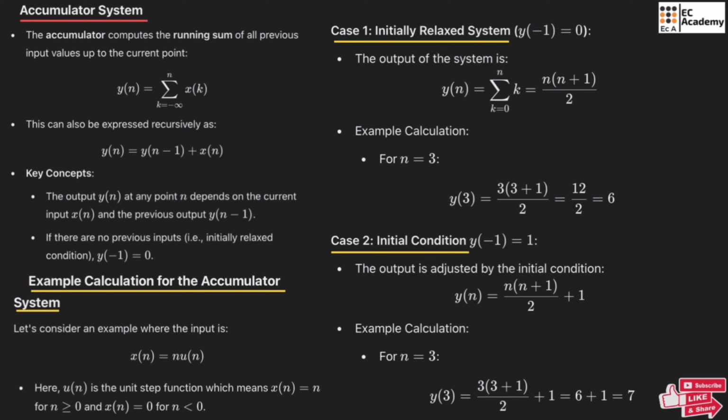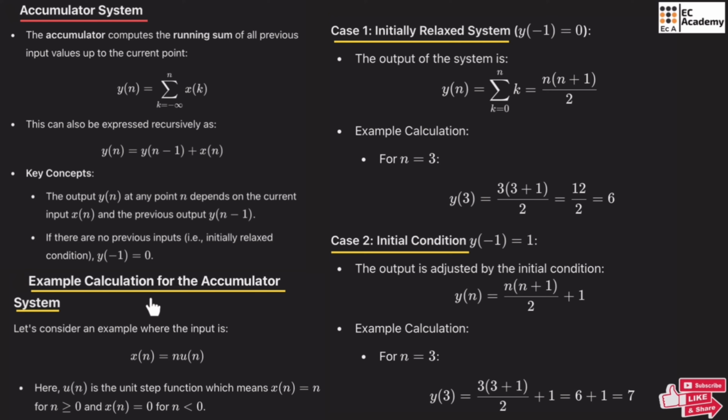So here you need to remember that the output y of n at any point n depends on the current input x of n. So you can see output y of n will always depend on the input x of n and also the previous output. So if there is no previous input, the initial condition is taken as 0.